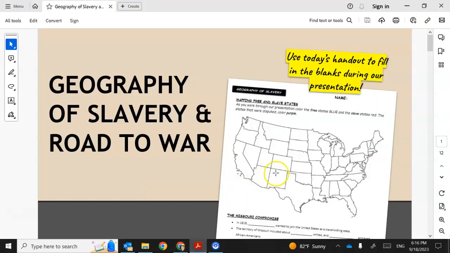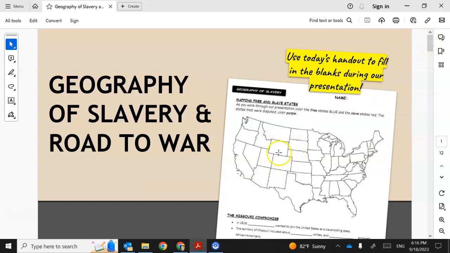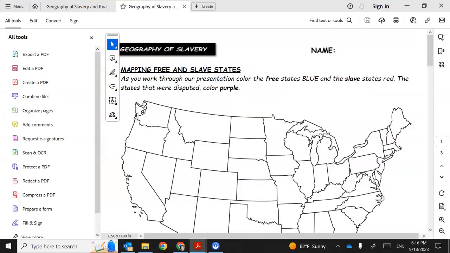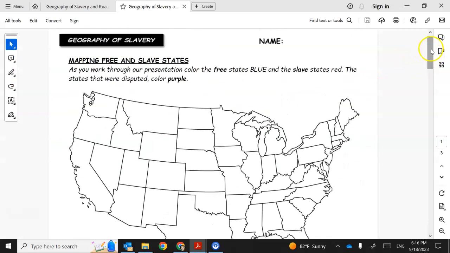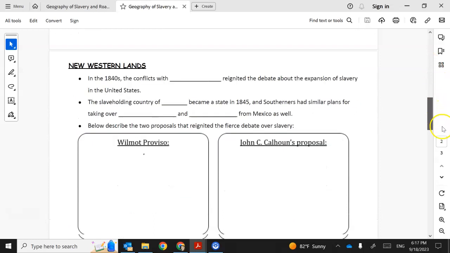All right, so the Geography of Slavery and Road to War. You are getting a Cami handout. It looks like this. Here, I'll pull it up for you so you can see what it looks like in general. As you go through, you will just shade, using Cami, the free states blue and the slave states red. And if they're disputed, you can shade them purple and you'll be filling in information.